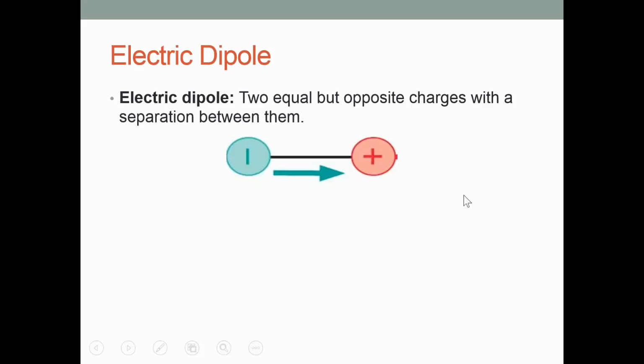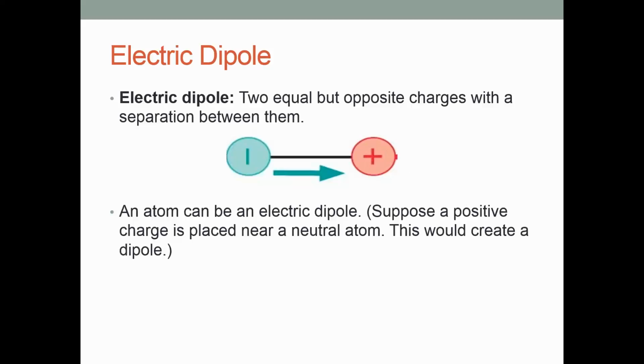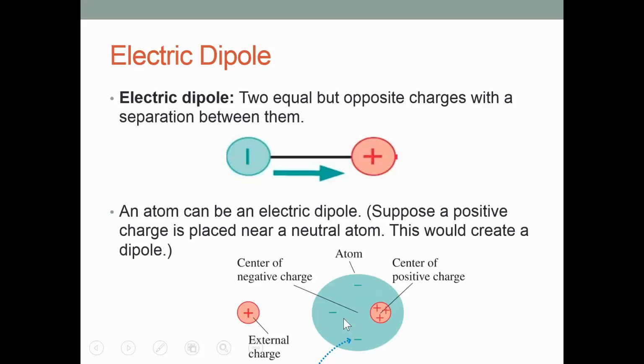That creates a dipole. A dipole could be inside an atom. Let's say we have an atom right here and we bring a positive charge towards it. That will make the negative charge move towards the positive and the positive charges move away. This atom becomes an electric dipole, with the center of negative charge here and the center of positive charge here. So there would be a dipole right here. An electric dipole is something that we will see in the world around us, so we have to understand how it creates electric fields.